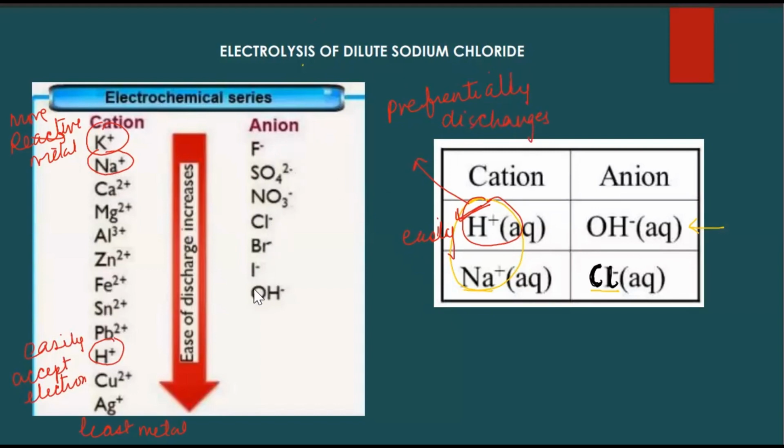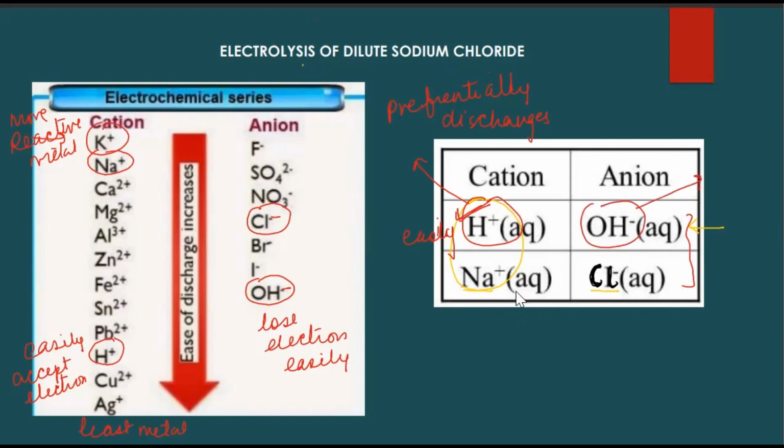In the anions, again, the one at the bottom, the lower one, will be discharged. Here we have the OH ion at the bottom of the anion series, and chloride is much above it. The ones at the bottom can lose electrons easily compared to the ones which are above. So out of these two rival ions, hydroxide and chloride, the OH ion will be preferentially discharged.